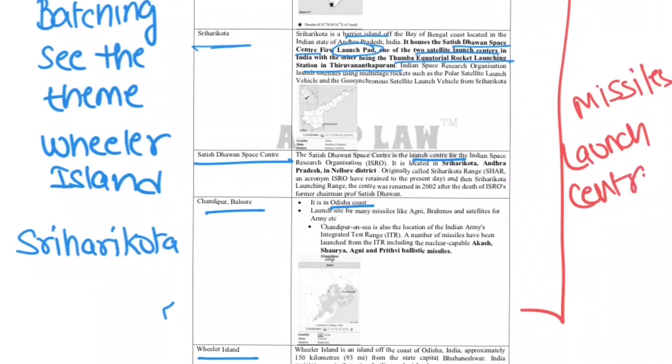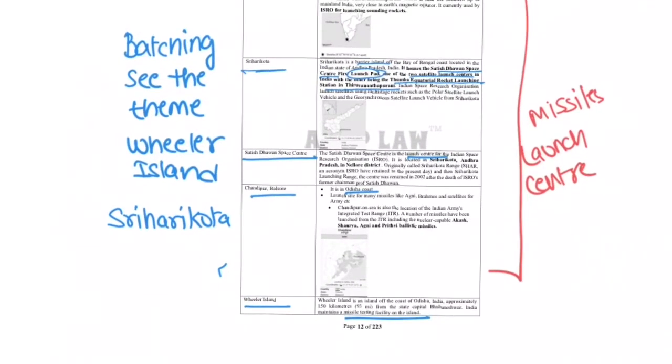See, that is how you do places. You see what has been asked in the past. What was the theme of that place? Was it a World Heritage Site? Was it a UNESCO site? Was it a missile launch center? Then you pick up that theme and you cover all the places in that theme. We've already done it for you.